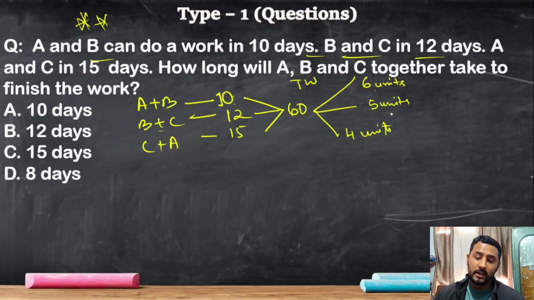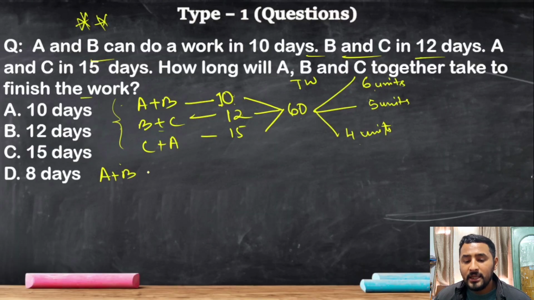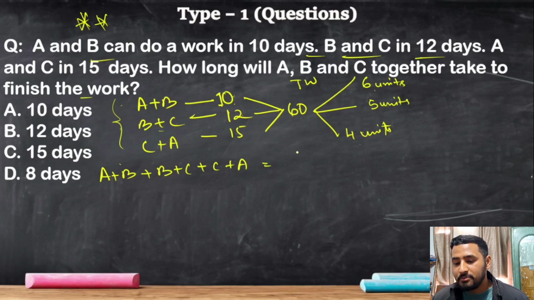But now what the question is asking is how long A, B, C together can finish the work. We don't know the efficiency of A alone, B alone, and C alone. We only know them working in pairs. So how will you do it? Just add all these three. You will get A plus B plus B plus C plus C plus A, and the efficiency 6 plus 5 plus 4, which is the total efficiency.